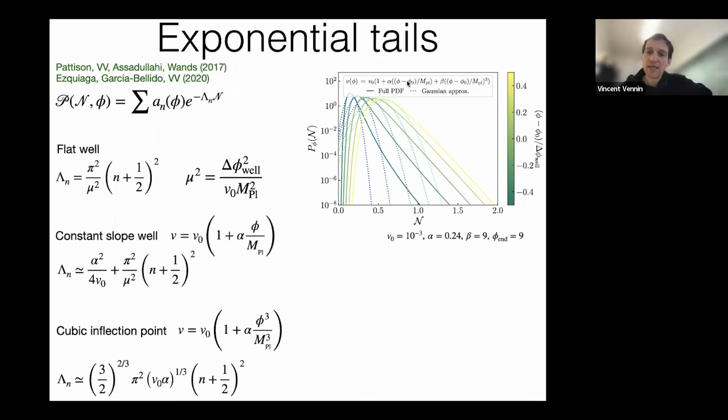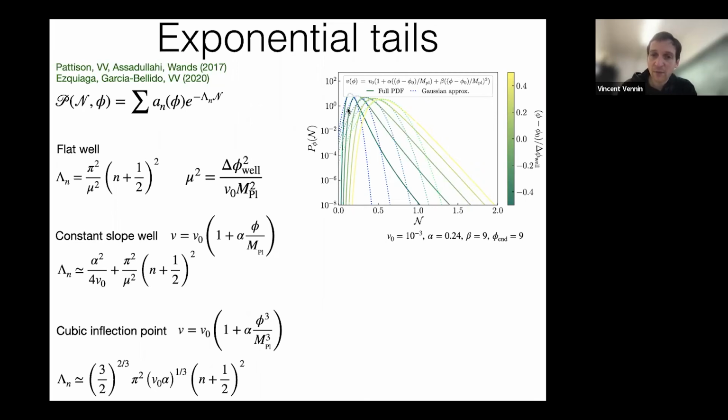We have also added a linear piece just to make generic potentials. It's not exactly a flat inflection point. It's slightly broken, to make it not too specific to the flat inflection point condition. The solid lines correspond to the full distribution function in this model, and you can see that if you go far on the tail, it's a logarithmic scale on the vertical axis. So the fact that it's a straight line shows that it's an exponential decay behavior.